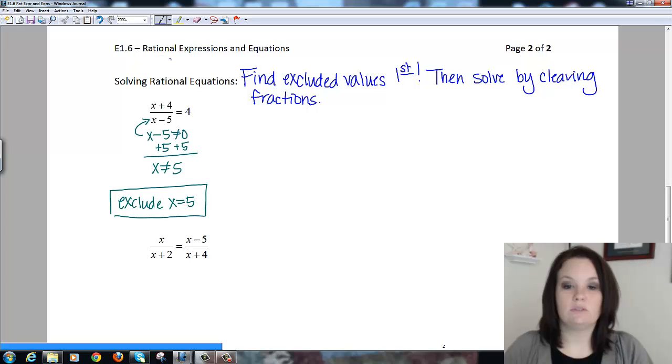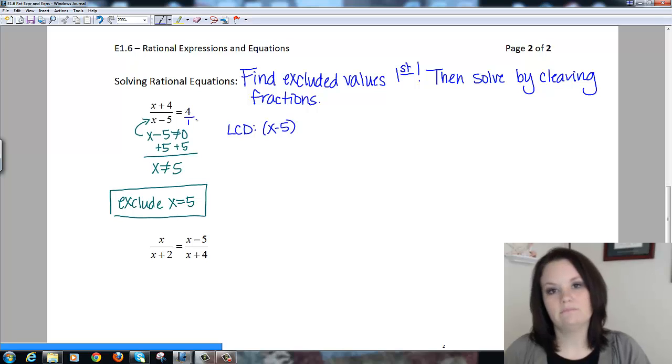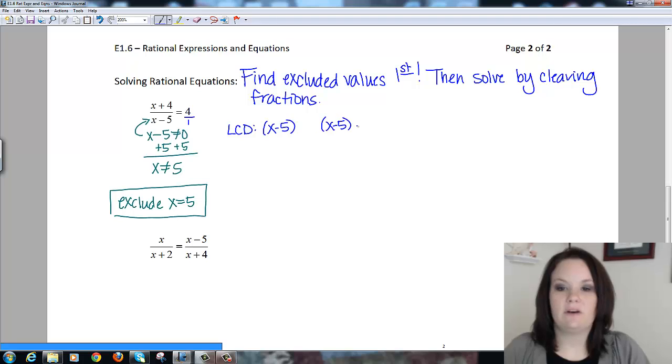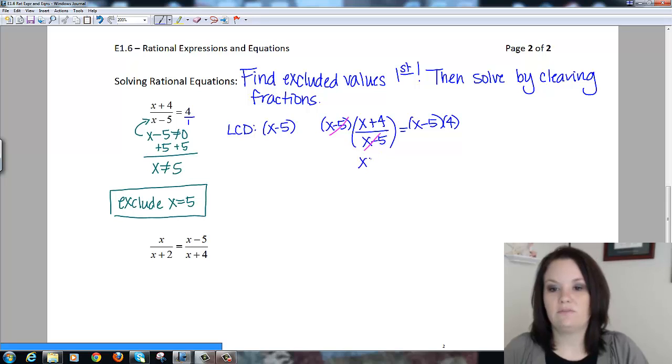And the way that I solve is multiplying both sides by the least common denominator, which in this case is just x minus 5. Because notice this 4 on the other side is the same as 4 over 1. Okay, so I'm going to multiply both sides of my equation by x minus 5. Multiply x minus 5 on the other side. And the reason I'm doing that is so that these quantities will cancel. Okay, so that leaves me with x plus 4 on one side. On the other side, I'm going to go ahead and distribute that 4, so I get 4x minus 20.